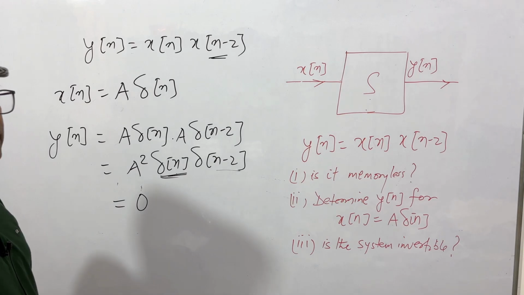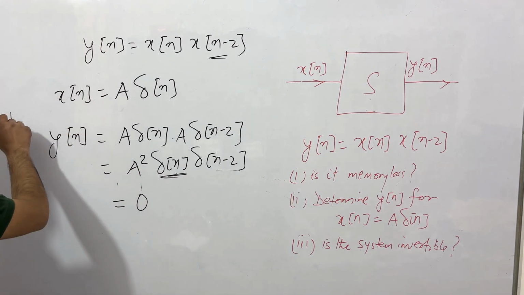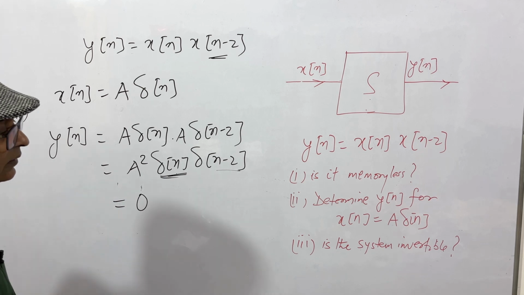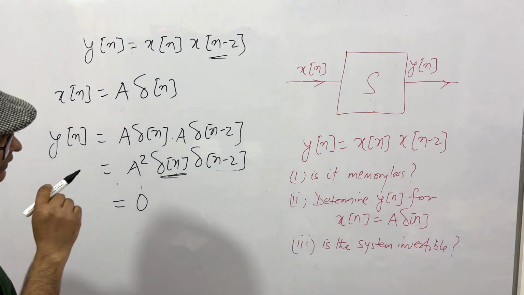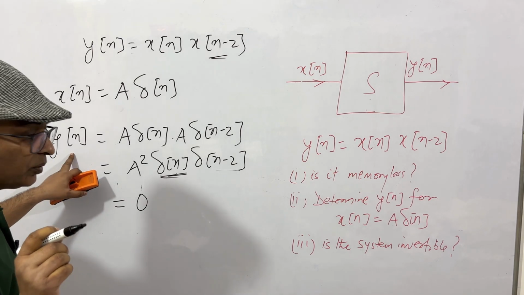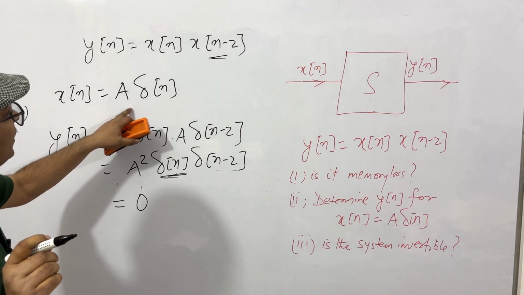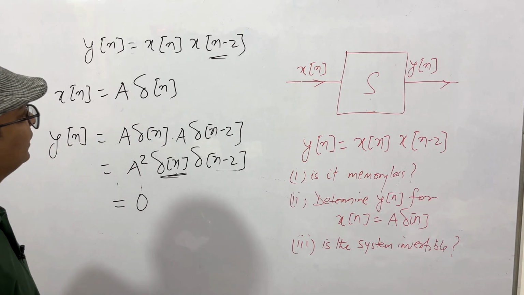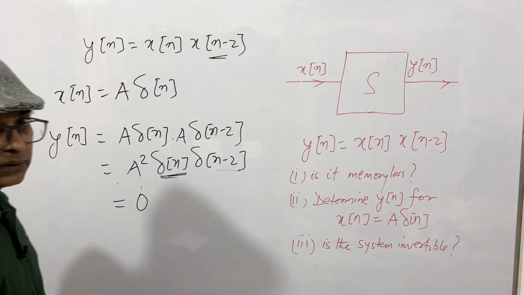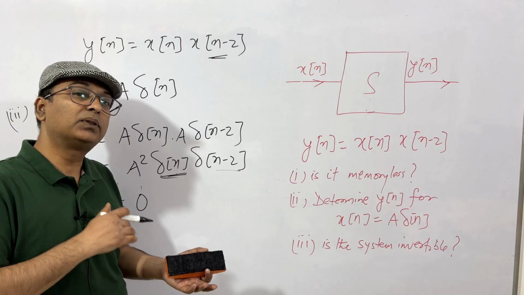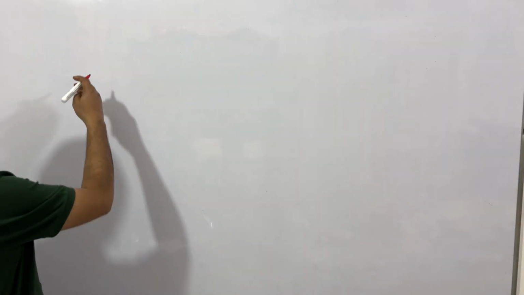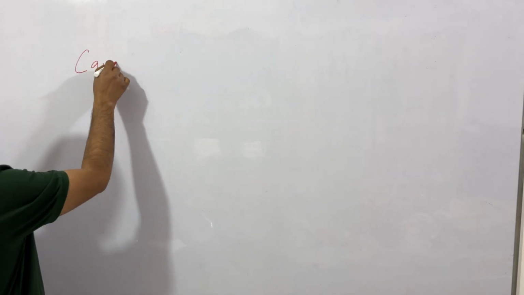Third part. Is the system invertible? We have solved the second part, now the third part. I told you invertibility means for distinct inputs, the outputs should be distinct. But here, whatever input you put, the output will be 0 only. You keep changing the input, the output will be 0 only. So this is not invertible because for distinct inputs, we are not getting distinct outputs. Clear? Next, let's see the property causal.